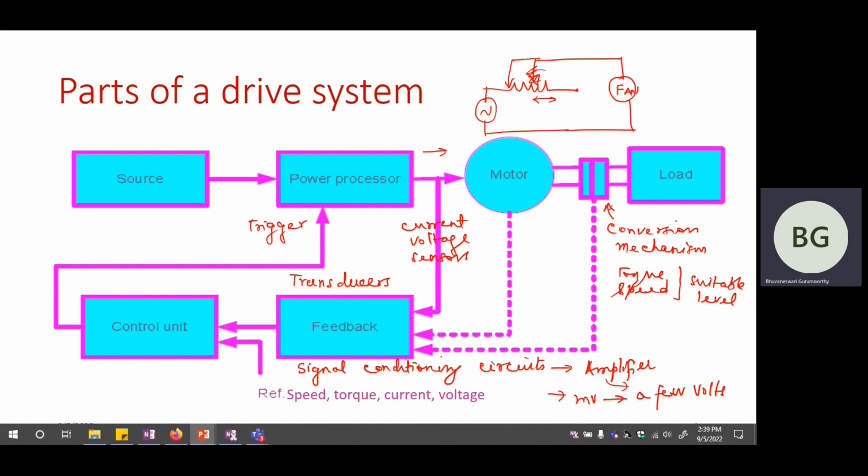So the heart of the drive system are mainly the control unit and the power processing unit. And of course, without the feedback mechanism, the control unit will not be able to function. So all of them are extremely important. The feedback mechanism is something like a limb. You would not be able to pass on the actual output of the motor or the entire drive system unless we have the feedback mechanism put in place.